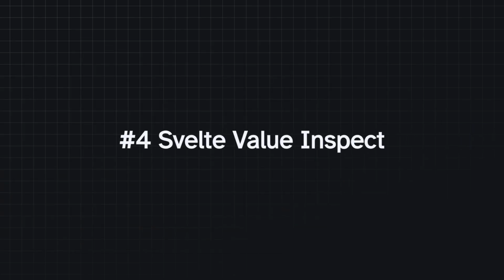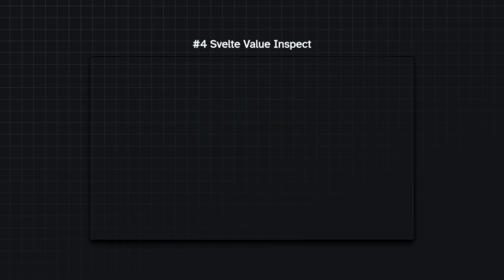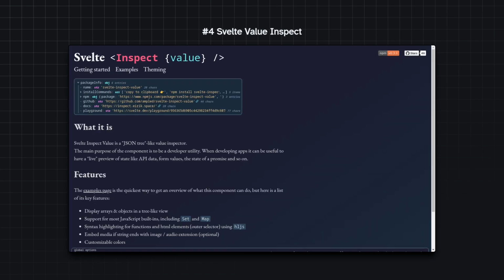Then at fourth place we have Svelte Value Inspect. And this is really cool if you want to display your values, promises, and etc. as a JSON looking tree thing. You can actually just instantiate this and now you can pass in reactive values or whatever and you're going to get this JSON like data looking structure. So you can observe your values changing in real time.